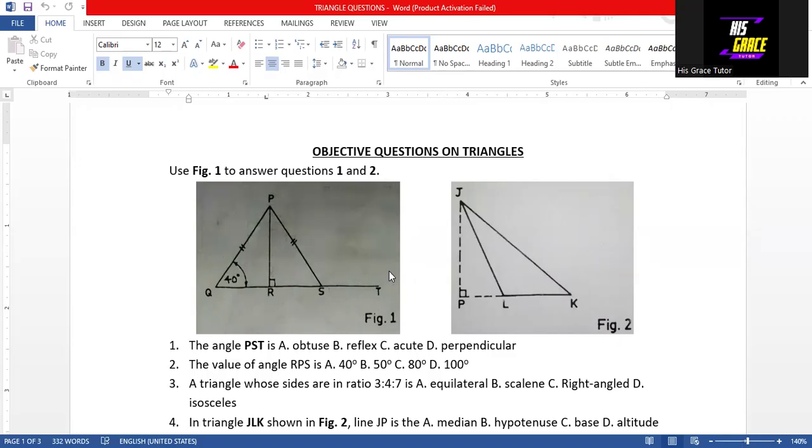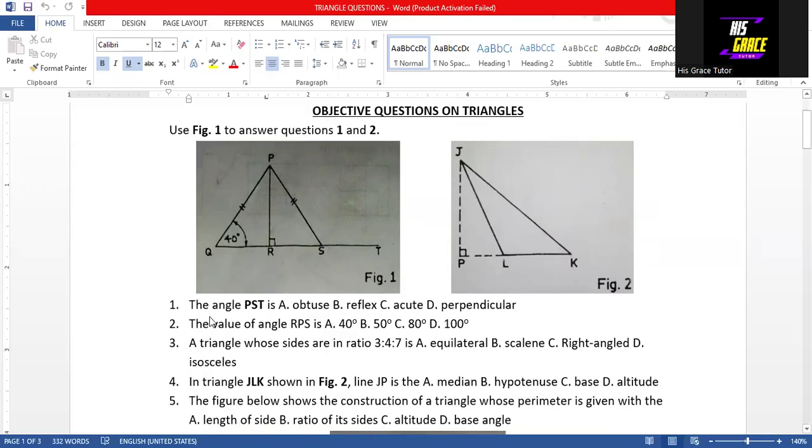So let's start with question 1 and 2, which we have to use this diagram to answer. Question 1 says that the angle PST is angle PST. So the angle outside here. If you look at this triangle, it is an isosceles triangle in which we have this length equal to this length.